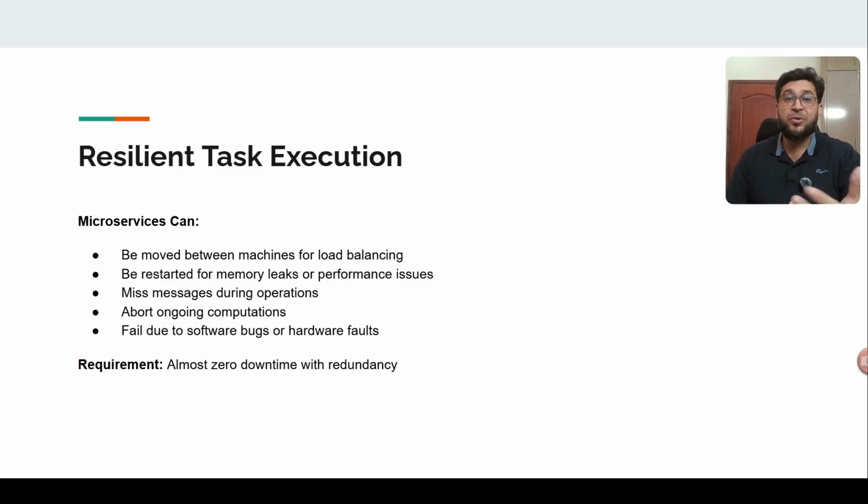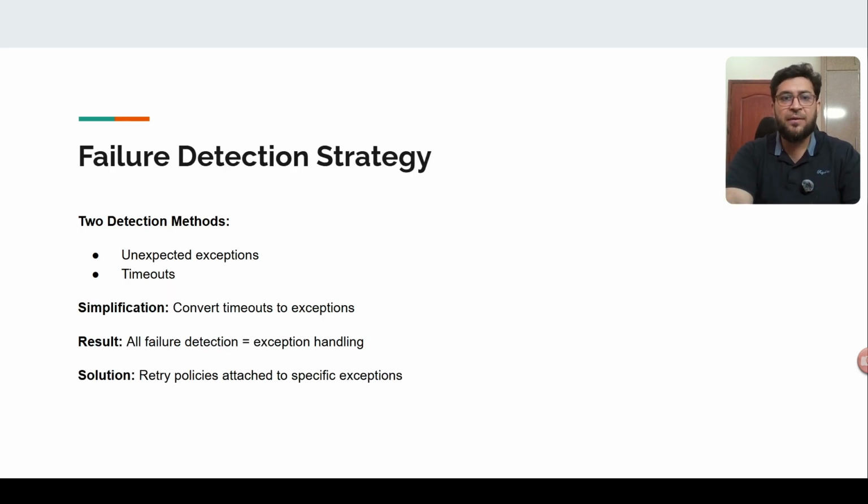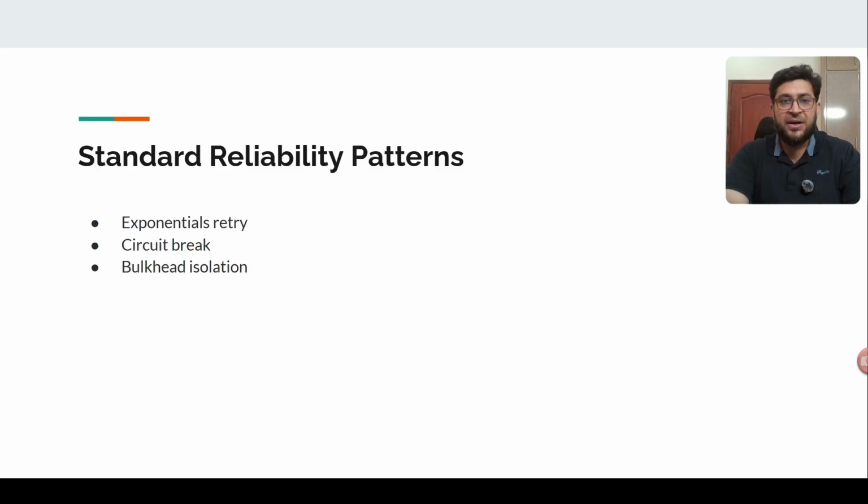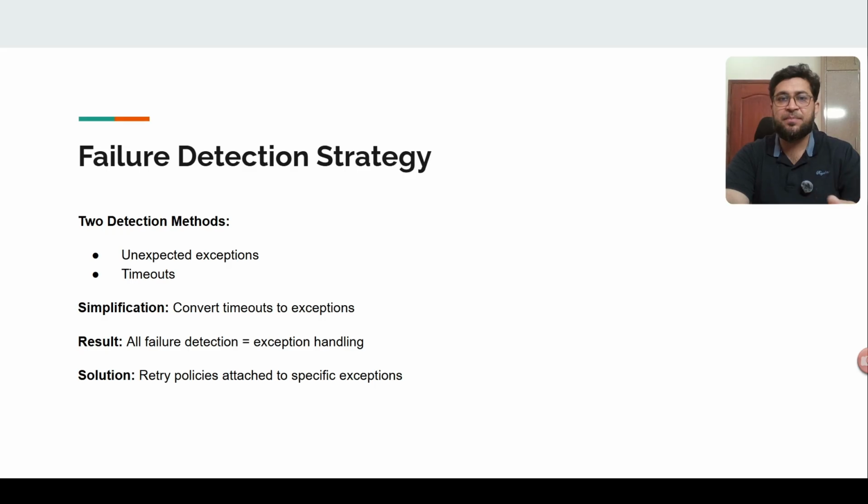Some microservices can also miss some messages during an operation, and they can fail due to a software bug or hardware bug. To deal with this, we have strategies like failure detection. In this case, we have two methods: one is the unexpected exception, and the second one is the timeout exception. We will see how we can cover this failure.